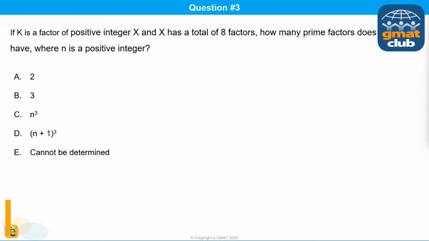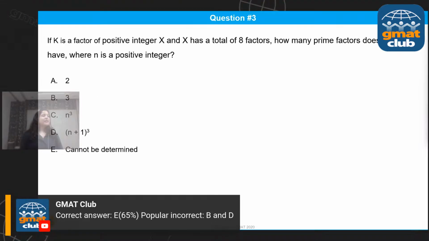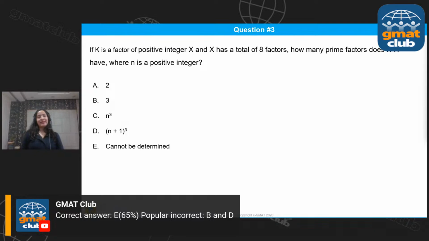All right, 65% accuracy, popular incorrect choices B and D. Okay, let's see. So 65, not bad, but again, it's very close to the accuracy we've had for these questions. This is medium to hard level, 600 to 700, and the accuracy kind of proves that.